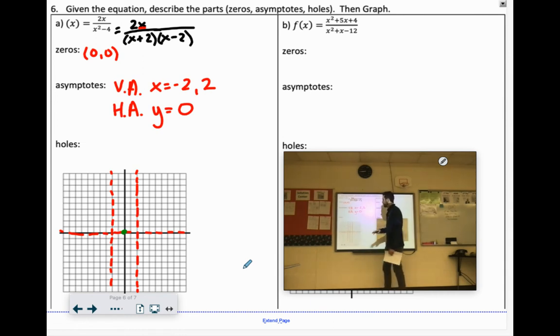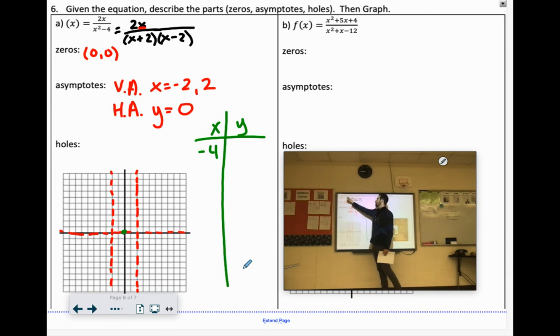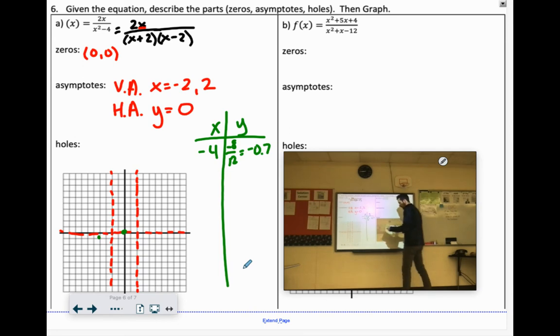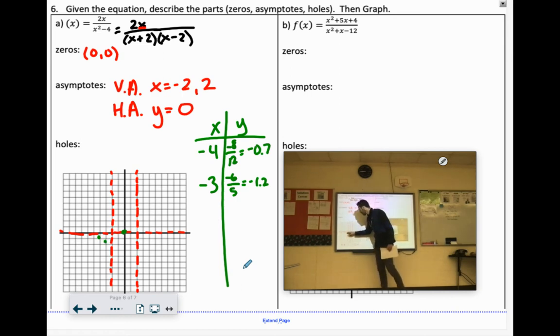So if we were to pick some other numbers to substitute in here, like a number less than negative 2, let's pick negative 4. In the original equation, 2 times negative 4 is negative 8. Negative 4 squared is 16, minus 4 is 12. So this would give us negative 2/3 or negative 0.7. So negative 4, negative 0.7 would be there-ish. If we were to pick negative 3, that would be negative 6 over 9 minus 4 is 5. So this would come out to negative 1.2. So this is going to be cruising down this way along that asymptote and over this way.